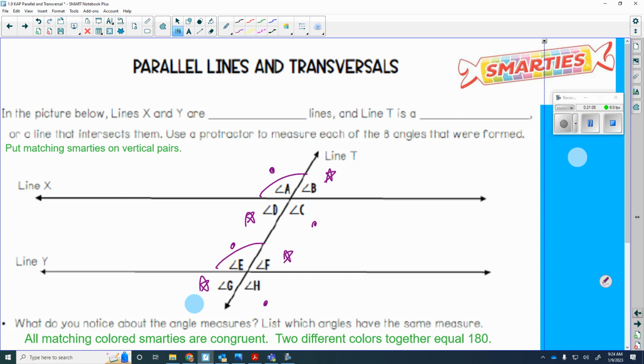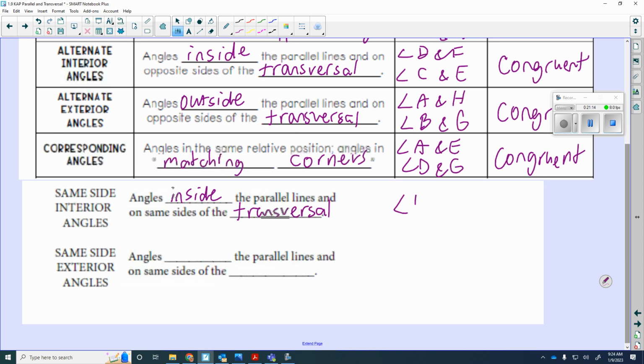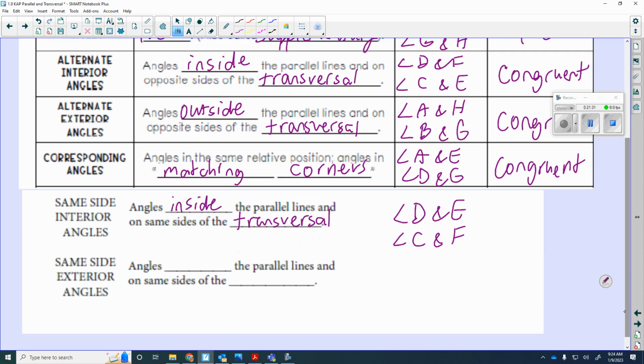Angle D and E. Do y'all see how those are on the same side and on the inside? And what else? C and F. Okay, so D and E and angle C and F. And now, what is their relationship to each other? What do y'all see? What happens when you get two different symbols? They are supplementary. 180. Okay?